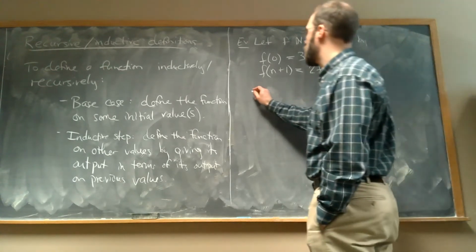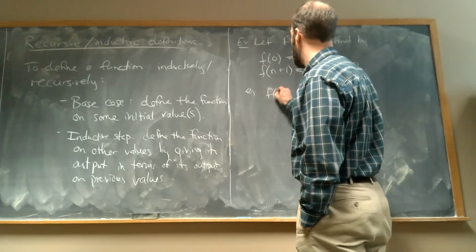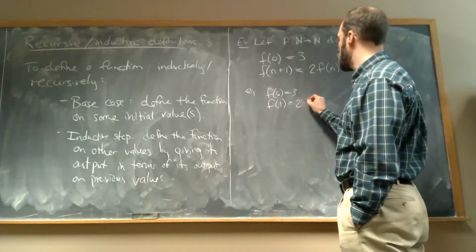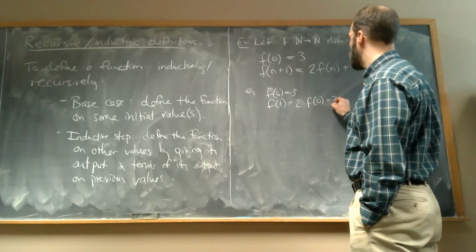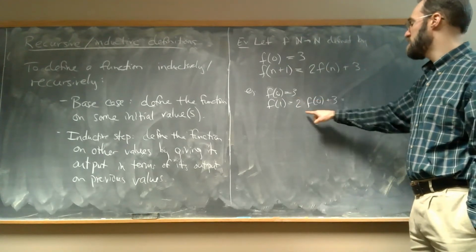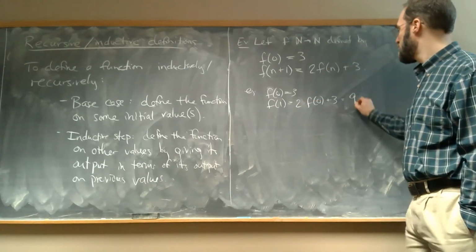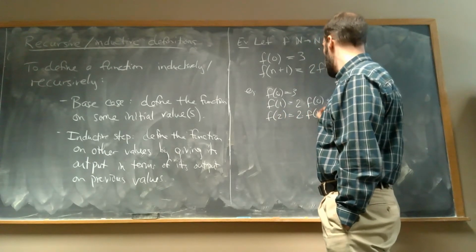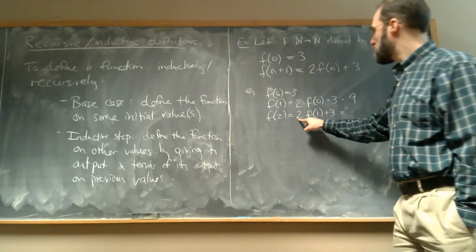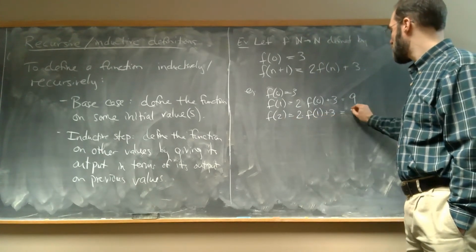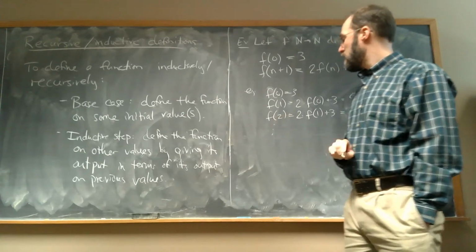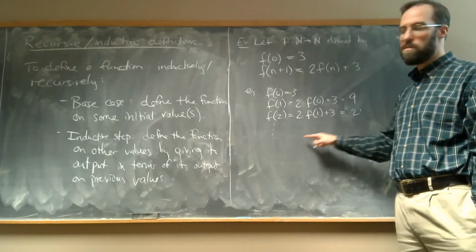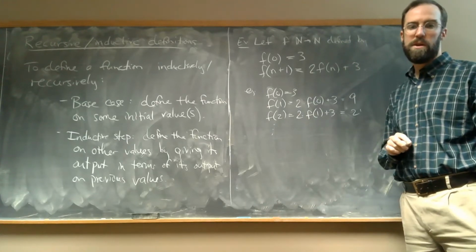So, for example, we have f of 0 is 3, f of 1 is going to be 2 times f of 0 plus 3, which is 2 times 3 plus 3 is 9, and then f of 2 is 2 times f of 1 plus 3, which is 2 times 9, 18 plus 3 is 21, and so on. And you can see that at each step we already know the value of the function on the previous number, and then we can use that to figure out what it is on the next number.